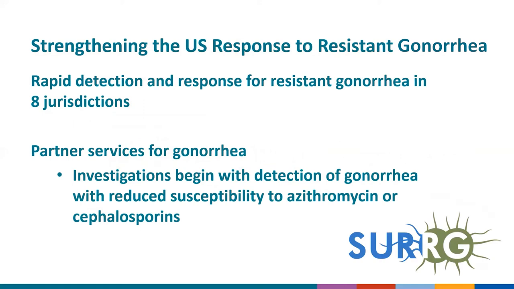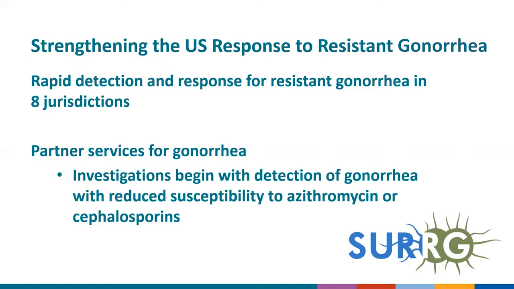And I'm going to go through a few examples using data from a project called Strengthening the U.S. Response to Resistant Gonorrhea, or SURGE for short. SURGE is a rapid detection and response program for resistant gonorrhea overseen by the CDC, and 8 jurisdictions participate in SURGE. SURGE has several core activities that center around control of resistant gonorrhea. One core component of SURGE is to detect and respond to gonorrhea with reduced antimicrobial susceptibility using Partner Services.